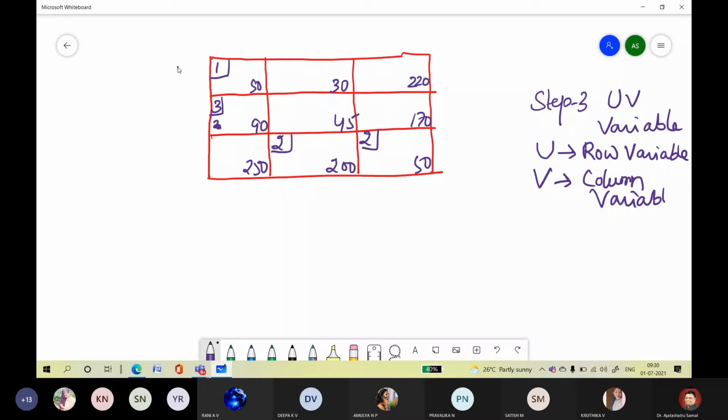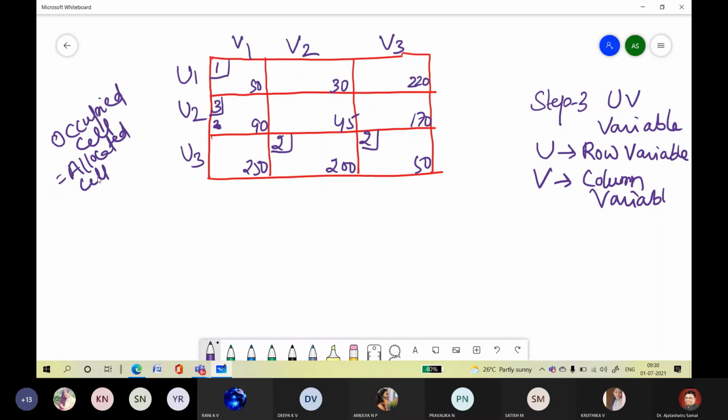So I can write here U1, U2, U3, and V1, V2, V3. We need to calculate the U variables and the V variables. There are two concepts, guys. Here we need to focus. One word is called occupied cell. Keep in mind, all of you. What do you mean by occupied cell, guys? Occupied cell means the cells which are already allocated in the matrix, which are called allocated cells.